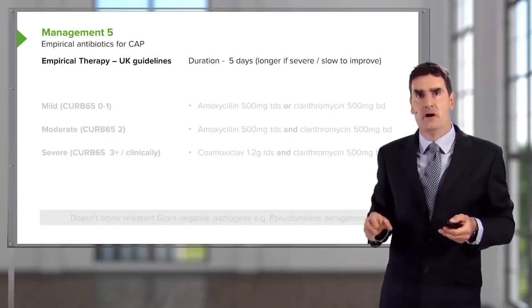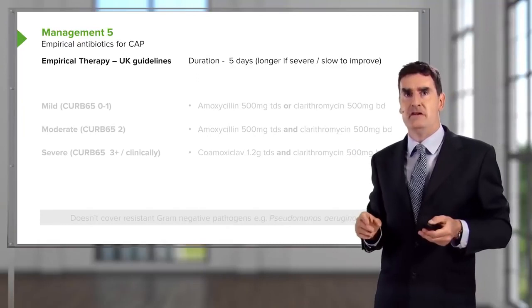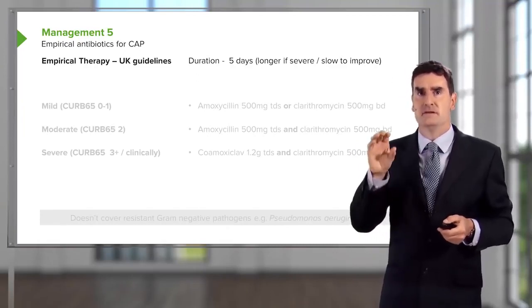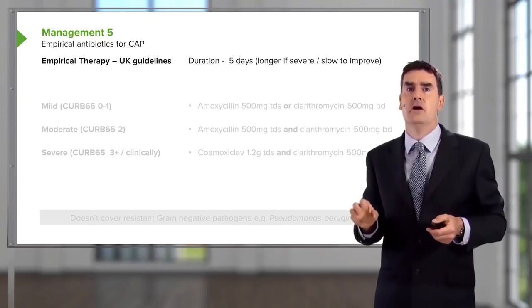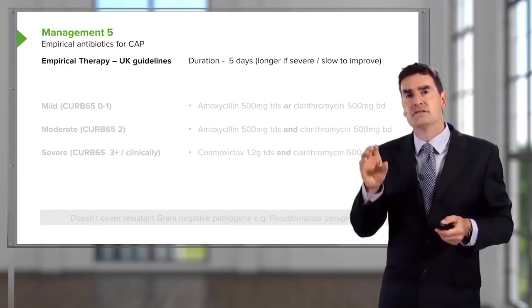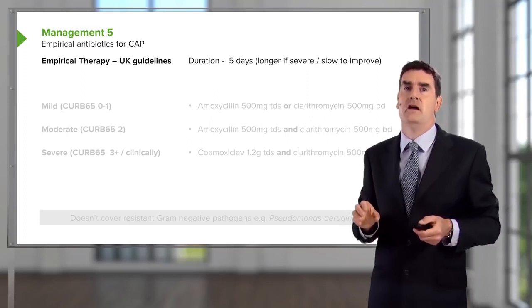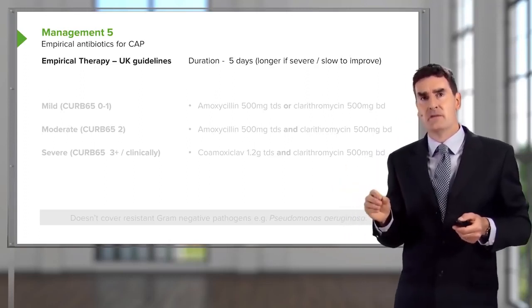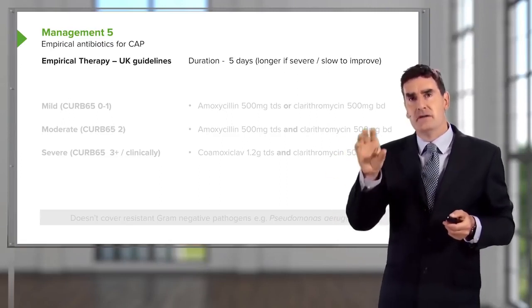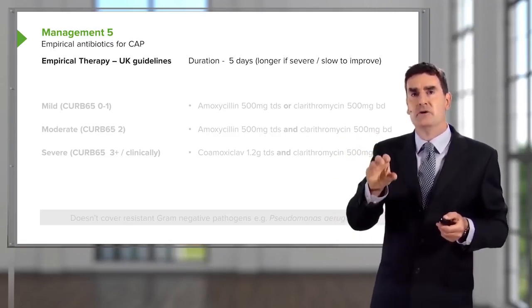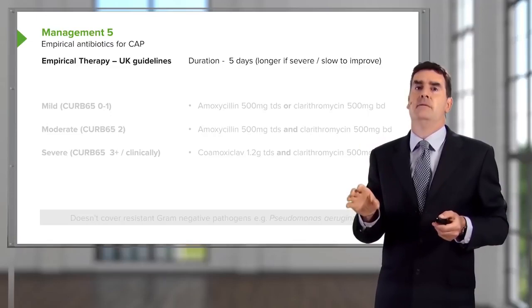So, antibiotics. You need to kill the invading pathogen. As I discussed before, it's the bacteria that we're really targeting, and the one that we really need to kill is pneumococcus, with some consideration for Staph aureus and Haemophilus influenzae if somebody's particularly unwell. So in general, we also need to cover the atypical organisms, Mycoplasma and Chlamydophila.